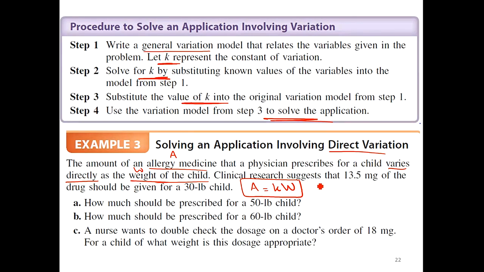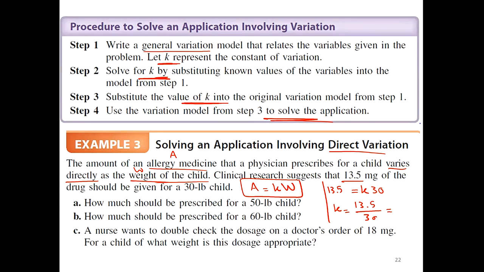Clinical research suggests that 13.5 milligrams of a drug should be given for a 30-pound child. So to find the K, the dose equals K multiplied by weight, where the weight is 30 and the dose is 13.5. So the K equals 13.5 over 30.